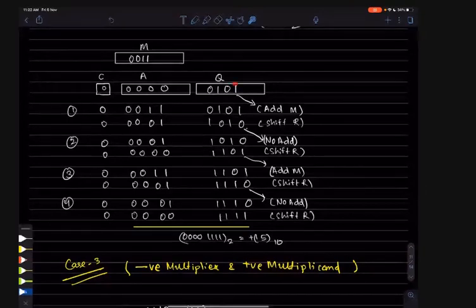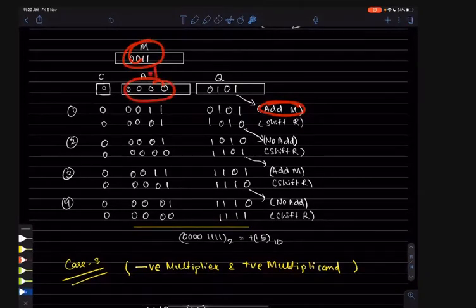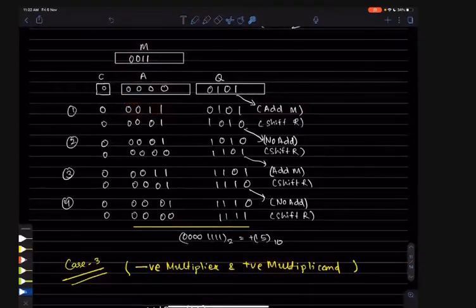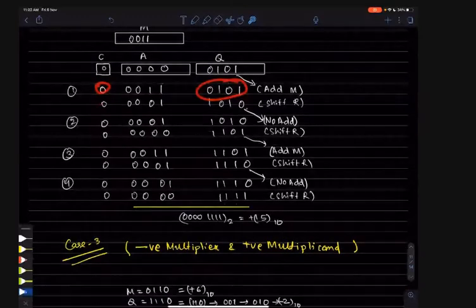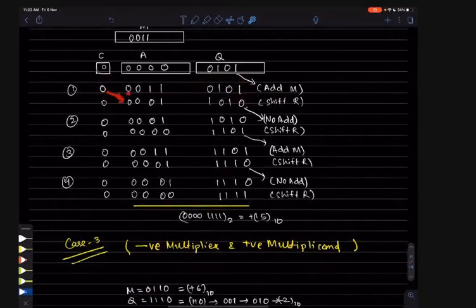In the first iteration, take the first bit, the rightmost bit, it is 1. 1 means add M operation. M value is this one, A value is this one, add both of them. So the output is 0011. The rest values will be same. Then do the right shift operation.